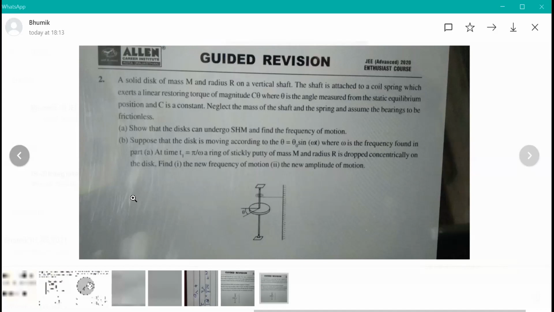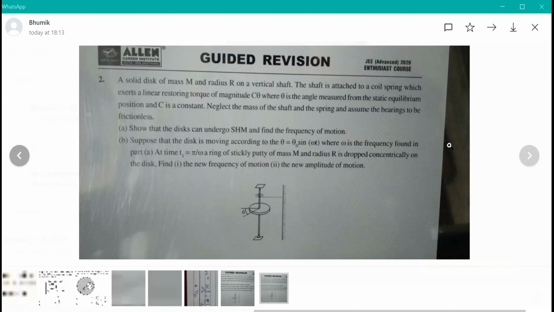Okay, so we'll discuss the second part, the new amplitude. Everybody just give this a try. You have the disk of mass m and radius r, rotating about its vertical axis. So the moment of inertia is mr square by 2. The disk can undergo SHM and you can find the frequency of motion. Now what is happening? The disk is moving according to theta equal to theta naught sine omega t in part 1.